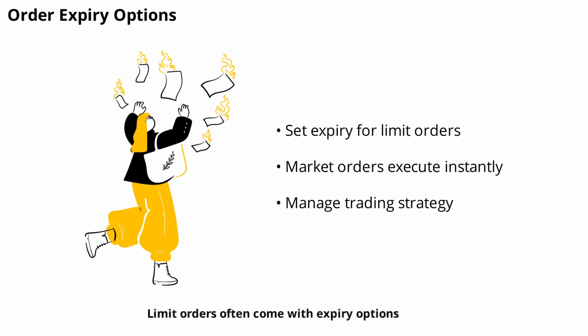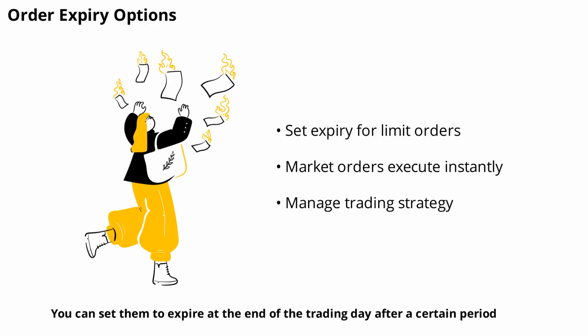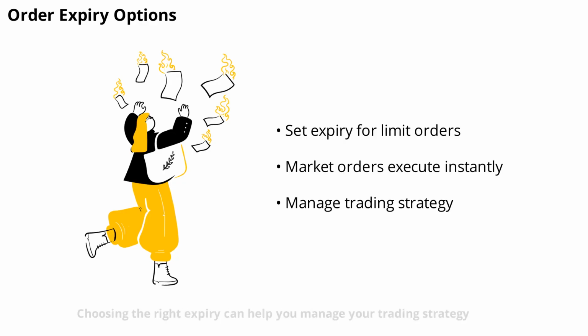Limit orders often come with expiry options. You can set them to expire at the end of the trading day, after a certain period, or keep them open until canceled. Market orders, on the other hand, are executed immediately and don't have expiry settings. Choosing the right expiry can help you manage your trading strategy.